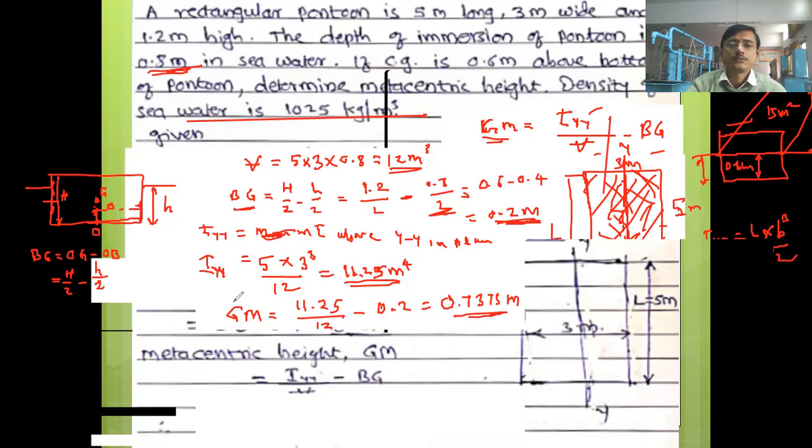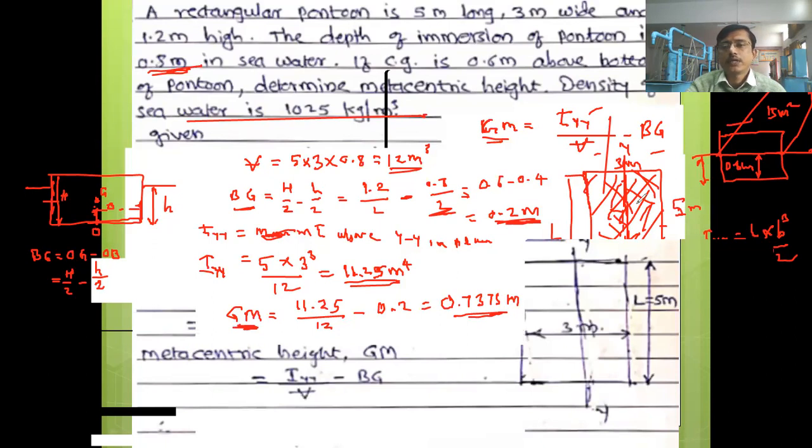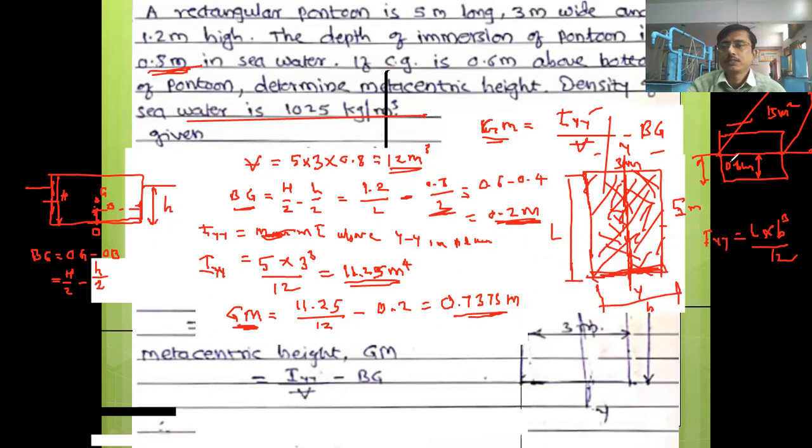From where? It is the distance between Z and M, right? And this value has come positive. It means that M is above Z. So this is the Z, M will be somewhere here, or it may be out of this body. Okay, and this will be the position of M.